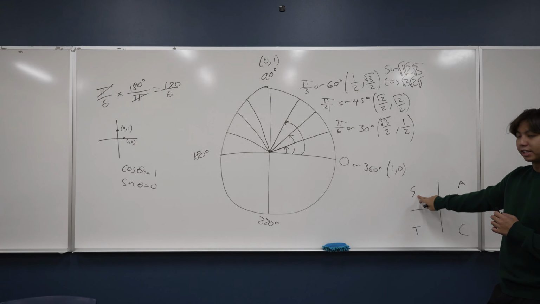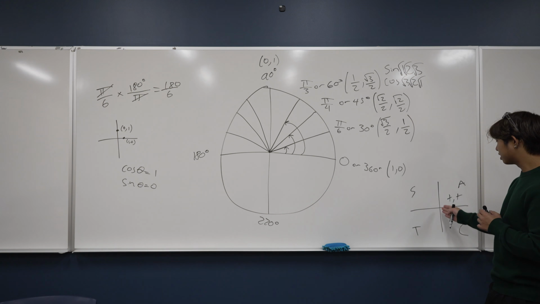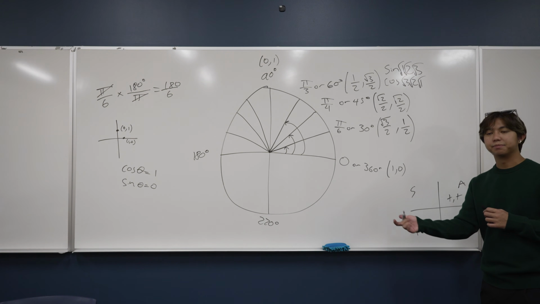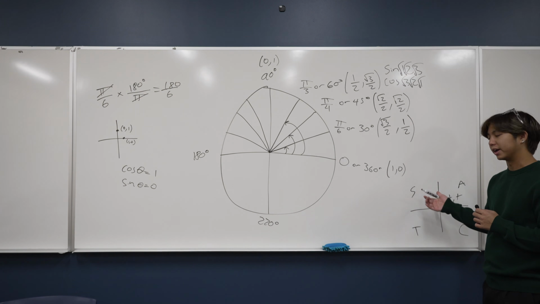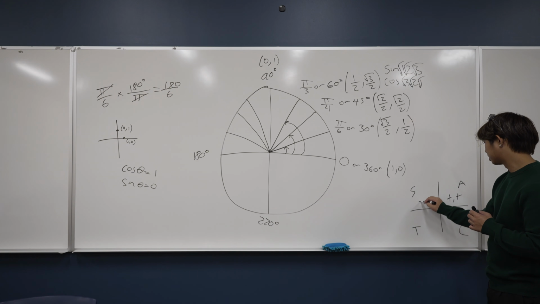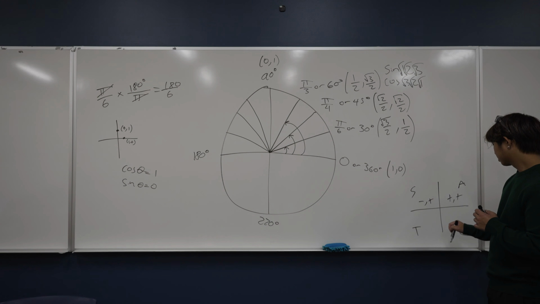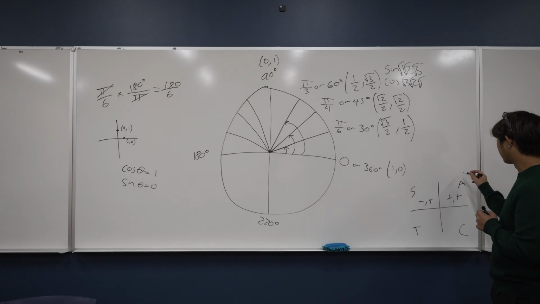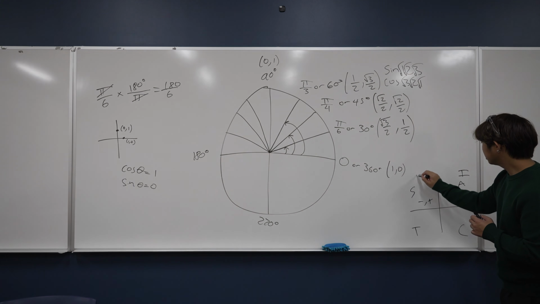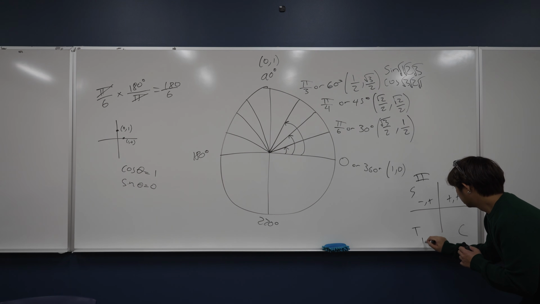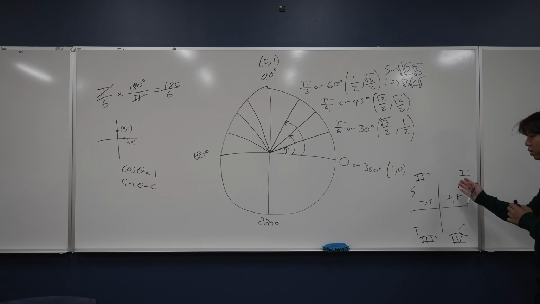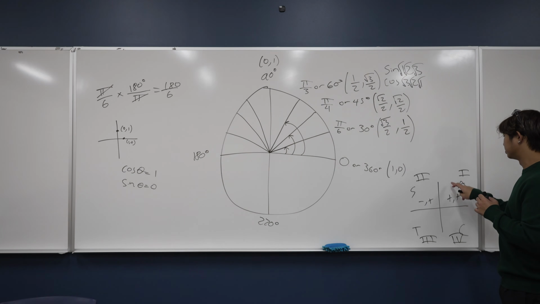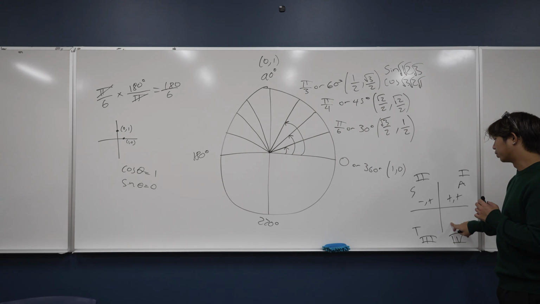S stands for sine. Imagine we're graphing negative 2, 3. We have a negative x and a positive y, so here we have negative, positive. Oh wait, I forgot to label the quadrants, sorry. This is quadrant 1, this is quadrant 2, this is quadrant 3, and this is quadrant 4. We go in a counterclockwise direction: 1, 2, 3, and 4.